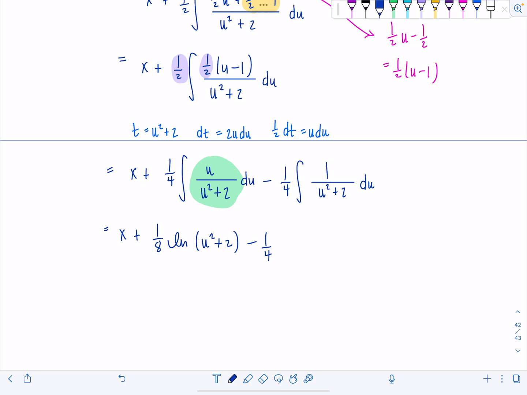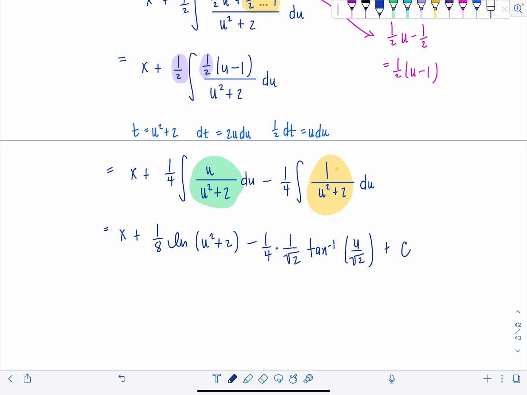Minus 1/4. This you need to recognize. If you don't, you're in trouble. Tan inverse, yeah? Okay, good. The constant a squared is rad 2 squared. So we're going to have 1 over rad 2. Little peculiar, but it's all good. Tan inverse of u over rad 2. And then now at long last, we can put plus c.